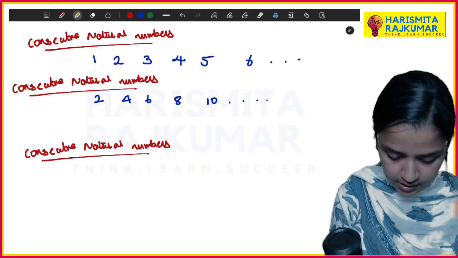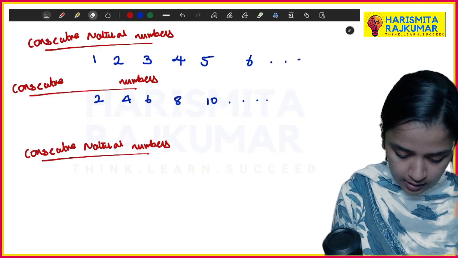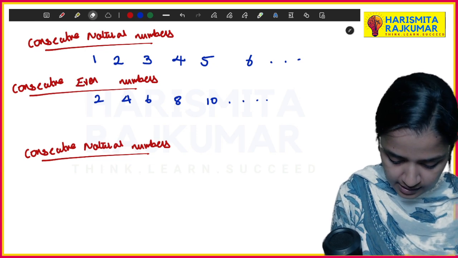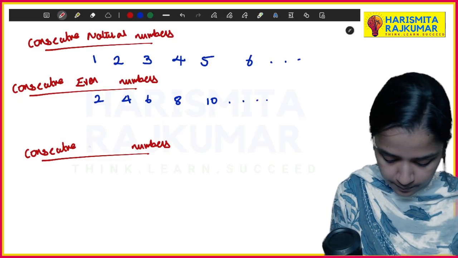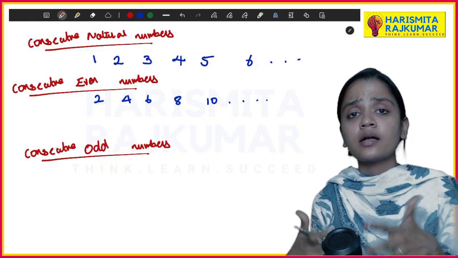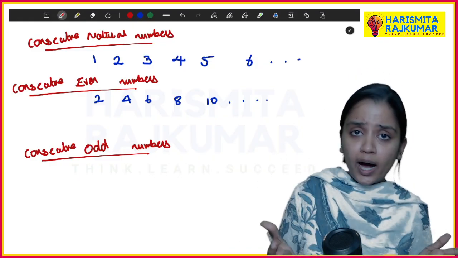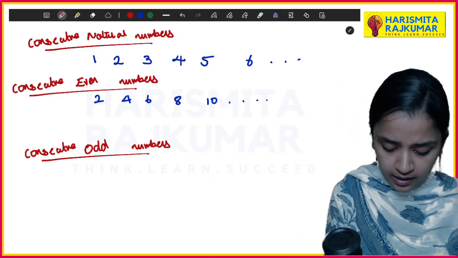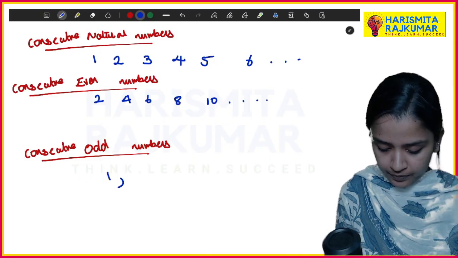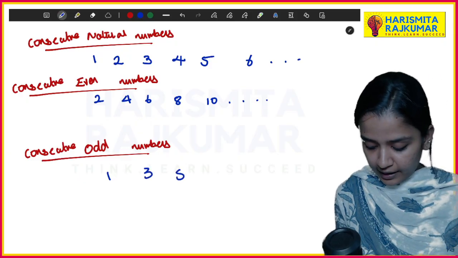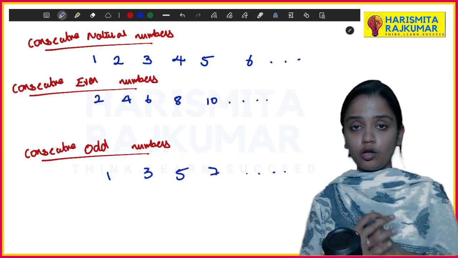Let me just change it. Even, and this is odd. So what are consecutive odd numbers? Let's just take the odd numbers: 1, 3, 5, those are the numbers. So let me write 1, 3, 5, 7, it goes on and on.